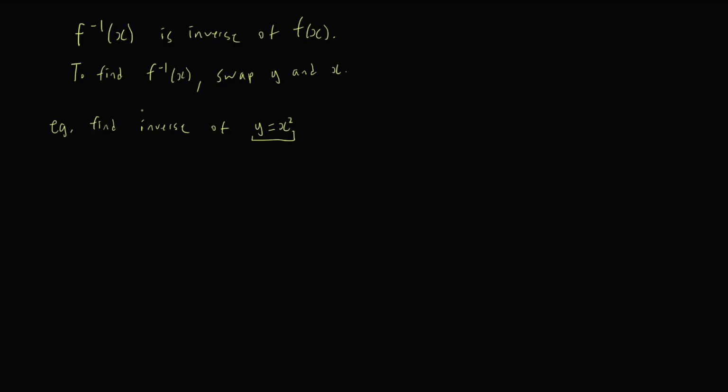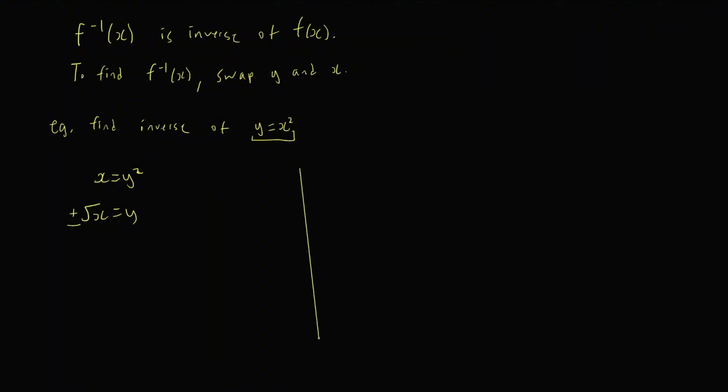Okay, let's talk about inverse functions. f inverse of x is the inverse of f of x. So to find the inverse function, you have to swap y and x and solve for y. So for example, find the inverse of y equals x squared. This would be x equals y squared, and that would be square root of x is equal to y, plus or minus.